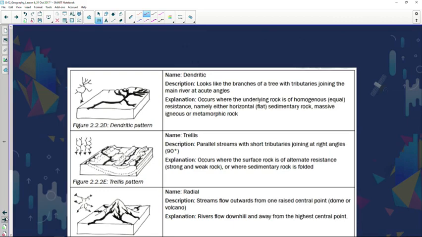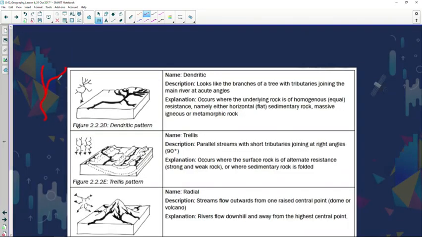Now, there's three patterns that you need to get yourself familiar with, and we gave it to you in table form. Now, your first one is your dendritic pattern. It's your most common pattern. It's very easy to recognize it because it resembles the branches of a tree. But I want you to focus on the next characteristic. First of all, you need to identify the drainage pattern. It's very easy. It looks like the branches of a tree. It's tributaries joining at acute angles.